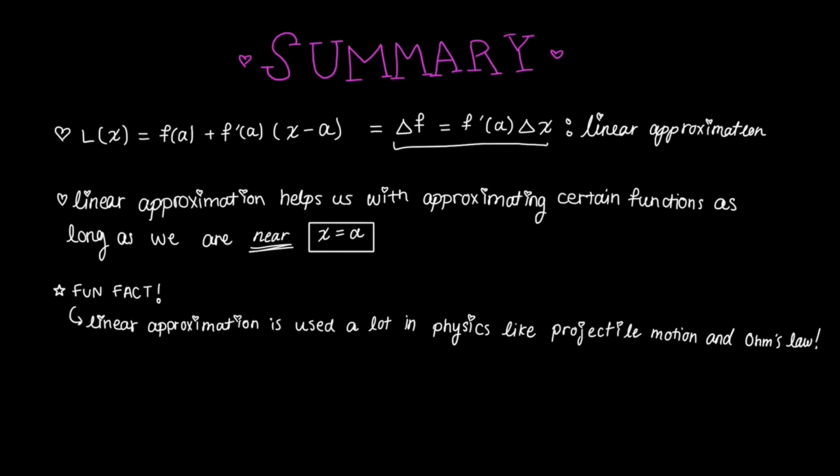In summary, linear approximation is merely a tangent line equation. So if you ever forget what linearization is, as long as you know the equation of a tangent line, you can very easily derive it and apply it. And we use linear approximation to help us with approximating certain functions as long as we are near the point x is equal to a. The further we are, the larger the error is going to be. And we apply linear approximation in many fields like physics, and we use it in projectile motion and even Ohm's law.